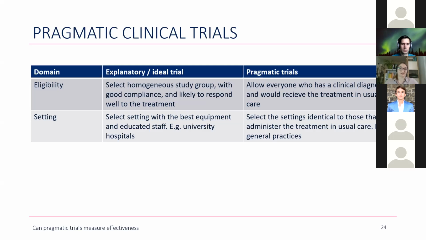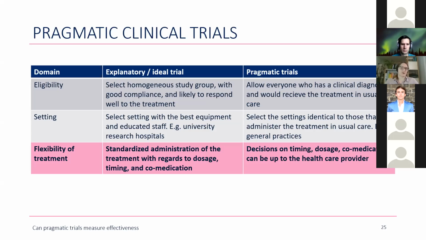So for pragmatic trials, the guiding principle is to select the kind of settings that are those which would also administer the treatment once it's on the market. So if you're examining a treatment that is administered in general practices by general practitioners, this is the very kind of setting you should do your research with.